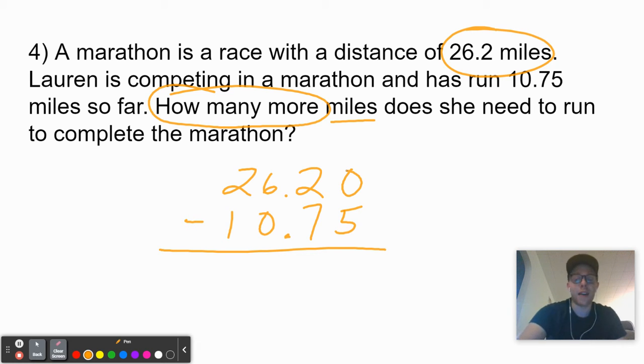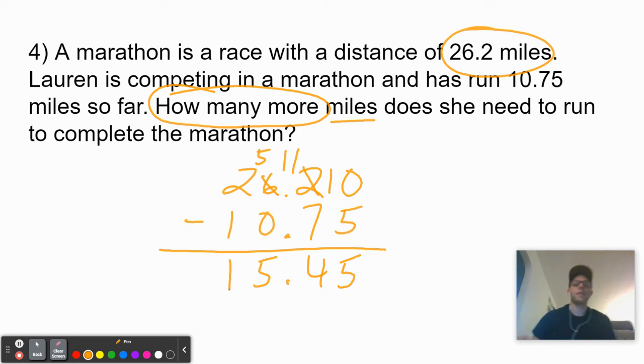So 0 minus 5. Can't do it. Got to borrow. But I can do 10 minus 5, and that's 5. Now I have 1 minus 7. I have to borrow again. I got to go to my neighbor. Make that a 5, and make that 1 into an 11. 11 minus 7 is something that I can subtract. I get 4. My decimal point comes straight down. 5 minus 0, easy one. It's 5, and 2 minus 1 is 1.